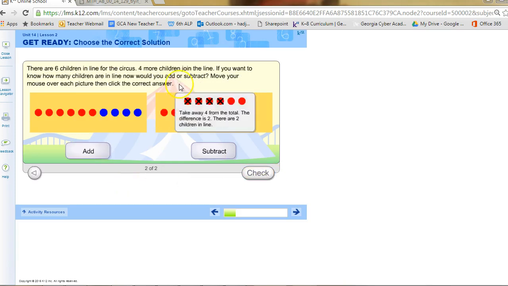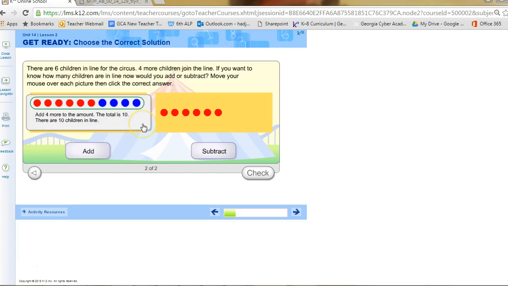There are 6 children in line for the circus. 4 more children joined the line. If you want to know how many children are in the line now, would you add or subtract? Let's move our mouse over each picture to see what's happening. We had 6 children in line and 4 more came. This picture shows that they added 4 more to make a total of 10, which shows 10 children in line.